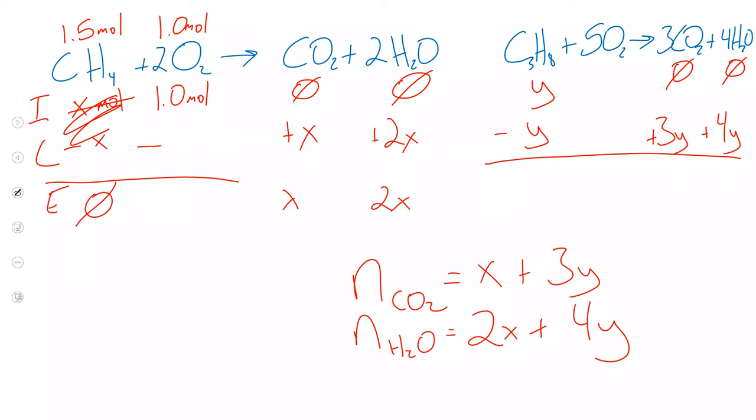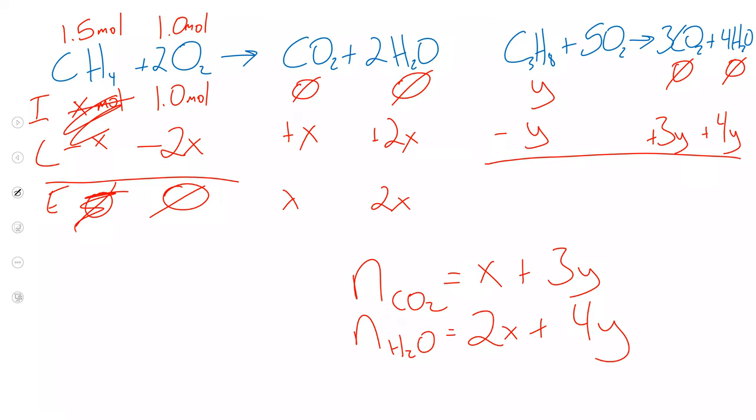Oxygen's being used up, so it's minus twice as fast. So if oxygen is our limiting reactant, oxygen's the one that's ending at zero, not methane. And so in this case, X winds up being 0.5, which means we can fill in over here. I'm gonna make 0.5 moles here. I'm gonna use 0.5 moles of my methane. I'm gonna make 0.5 times 2 moles of water.